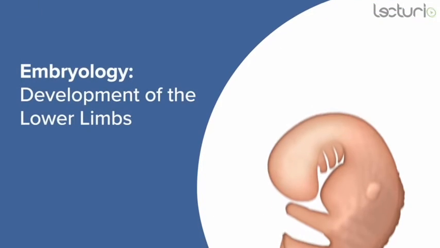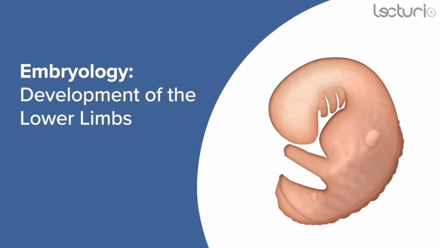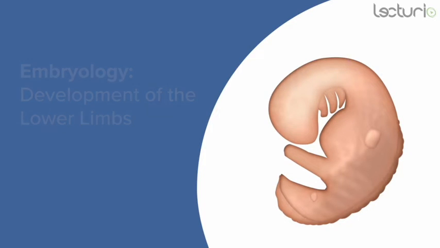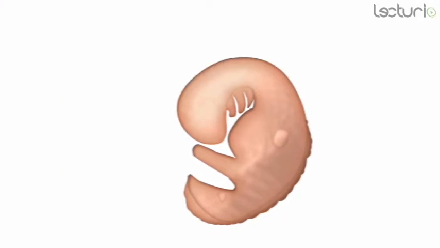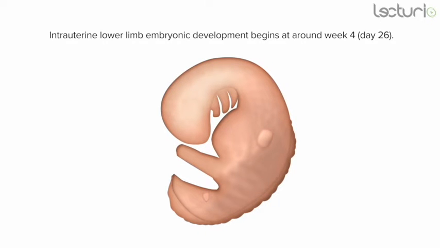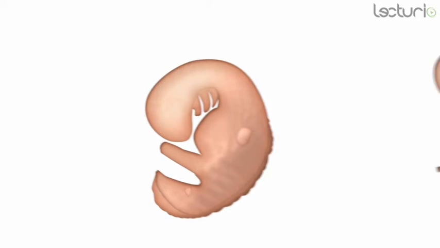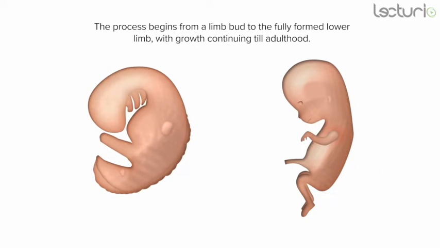Development of the lower limbs. Intrauterine lower limb embryonic development begins at around week 4, day 26. The process begins from a limb bud to the fully formed lower limb, with growth continuing until adulthood.